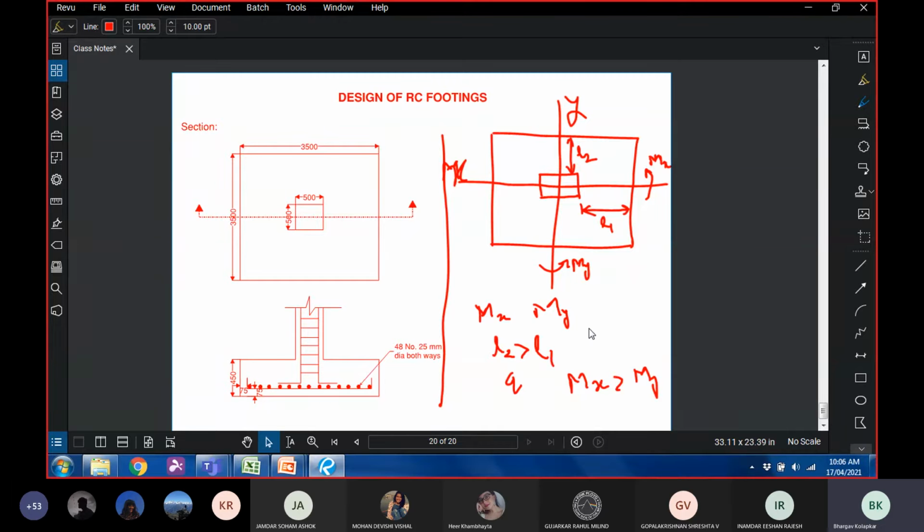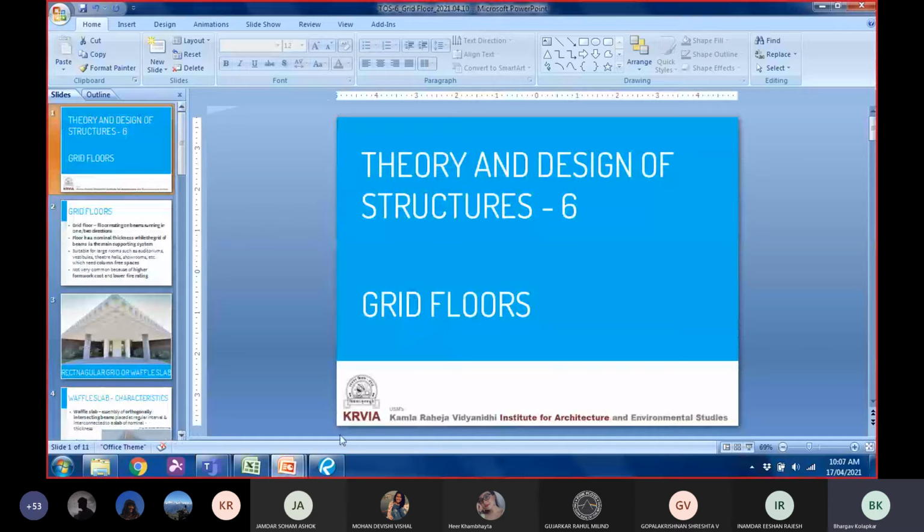So, if there are no questions here, perhaps we can declare that the design of reinforced concrete footings is over, and we just have to jump to a few miscellaneous topics that are to be covered. So we'll just take a short break, perhaps a few minutes, and then we'll start with a new topic. It's not a topic actually, it's just a small part of the syllabus. This is grid floors. It's 10:07 now, let's start at 10:12 or so. If by then there are any questions, I'm online.